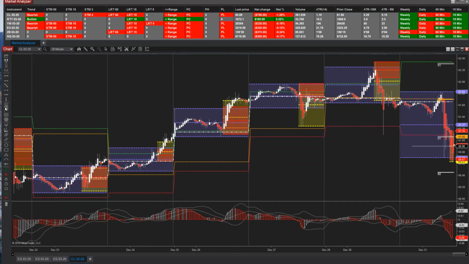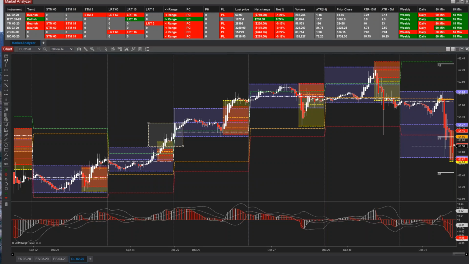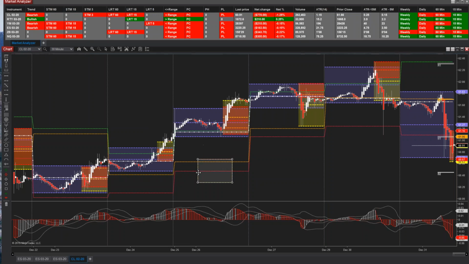Another thing you can do is measure these boxes and use measured moves from them. So you can take the size of your box, right, and target measured moves, and that looks like exactly where price went as a target. So that's helpful to know.